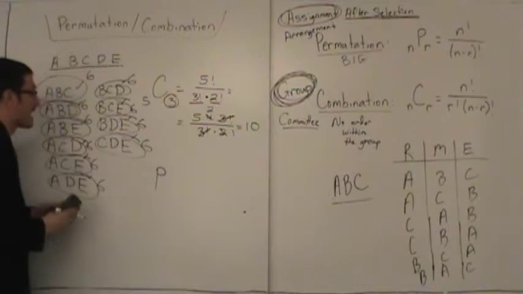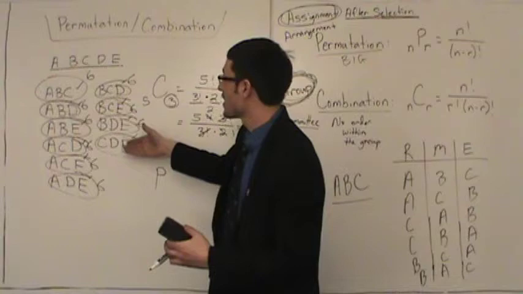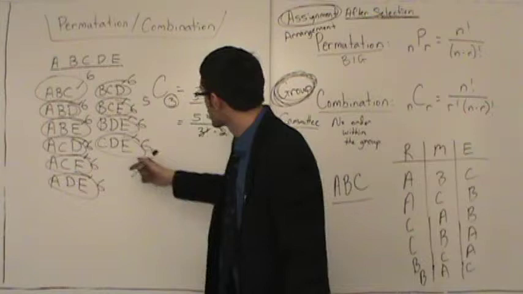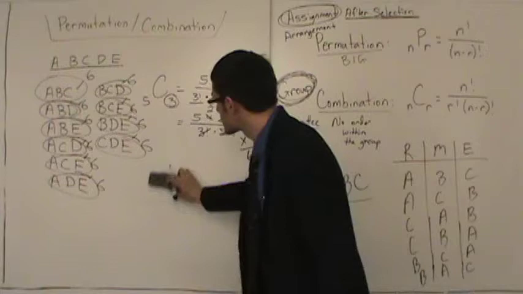If there are 10 groups and each group has six possibilities, then we can say 10 groups times six possibilities. We can just do multiplication: 10 times 6 gives 60. There are 60 possibilities here. So the permutation formula will calculate that.